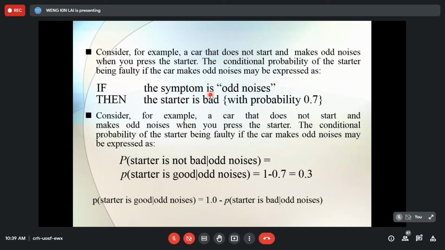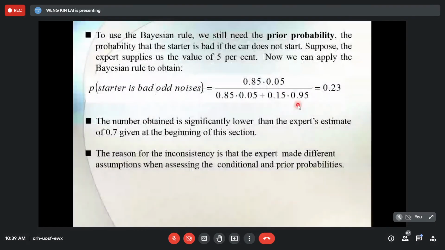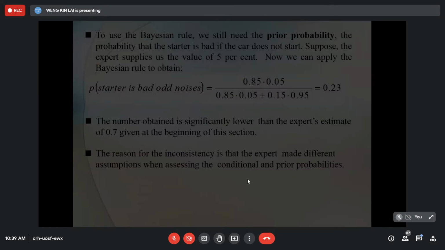So in the person's mind, when they give you this number 0.7, he or she would have made certain assumptions. Of course, unless you ask him or her, you will not know what those assumptions are. So it's very important to ask these things. What makes you give it 0.7? Can you tell me how you arrive at the number 0.7? What are the assumptions? So it's a result of looking at this prior and the conditional probabilities.